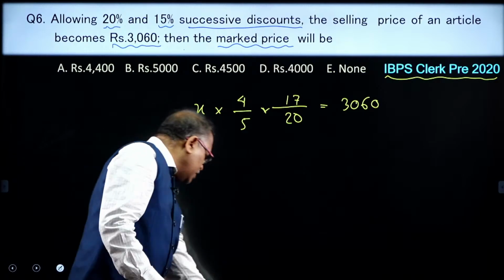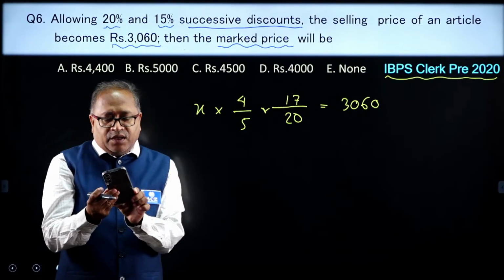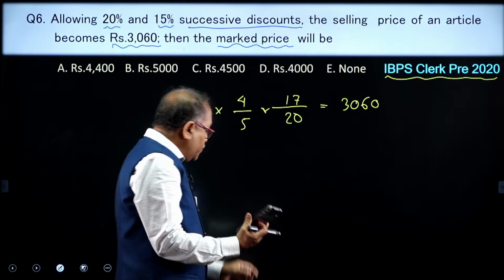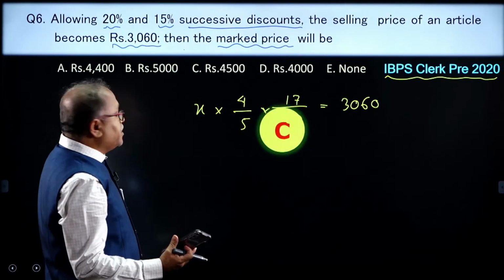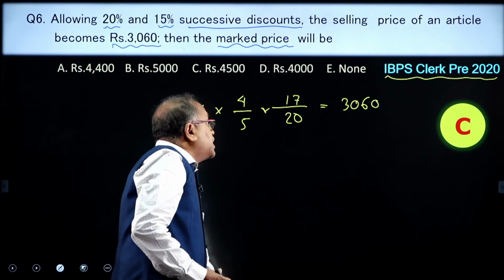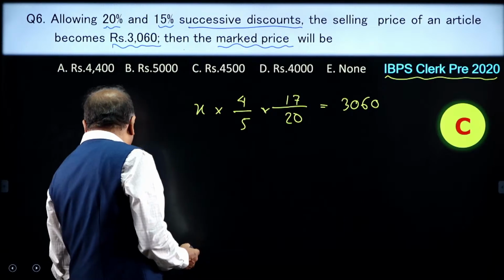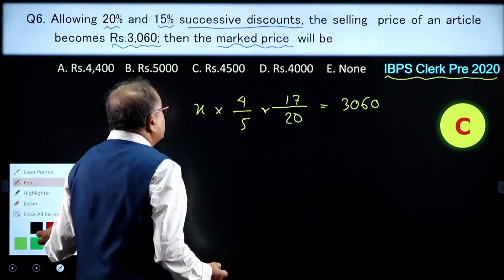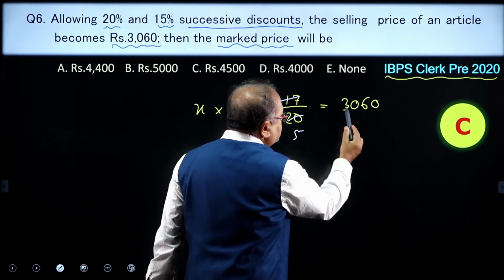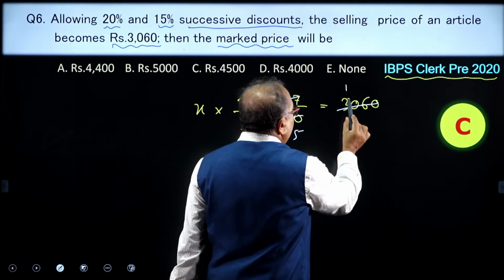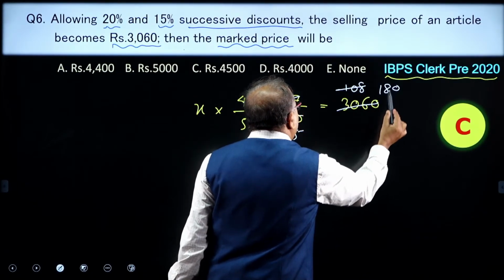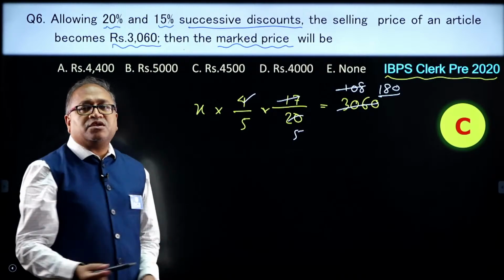Now, anyone? Oh, wow. It is great to see, Sai, that you have said option C, that is 4500. Let me check that. Yes, you are right, Mr. Sai. The rest is a simple calculation, cancellation. So, let us cancel this. This gets cancelled 5 times and this gets cancelled, 18 times. So, 180 into 25.